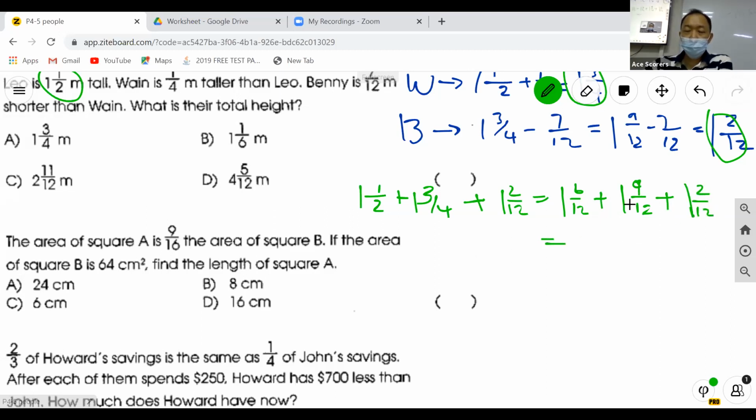And once we get the new denominator the same, now you see the numerator, right? This is 6 plus 9 plus 2. What's 6 plus 9 plus 2? It's 17, right? Then you add the whole numbers together, 3 whole 17 out of 12, which becomes 4 whole 5 over 12.